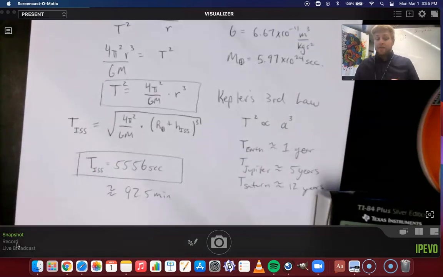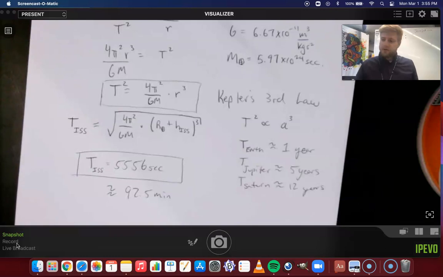Insane. So we've covered a lot about circular motion, circular orbits. That is by no means all of it, but that is what you all need to know for right now.